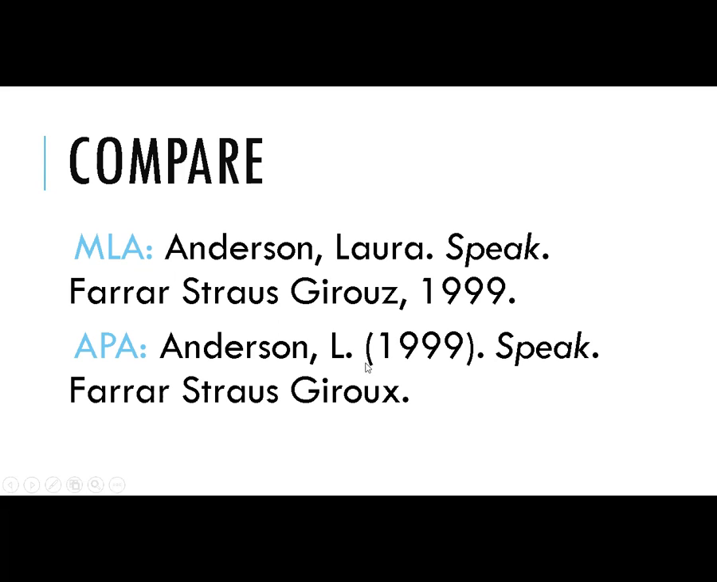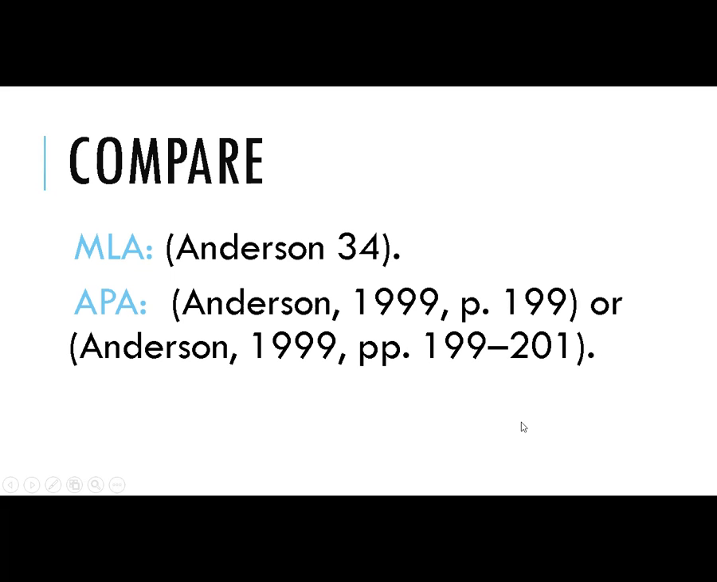So the date is going to go after the author. Then we have the same style for the title of the book, and then we have the publishing company. So this is an in-text citation. At the end of whatever quote you're providing, based on the material that you've pulled from your 3 different sources, this is an MLA in-text citation.